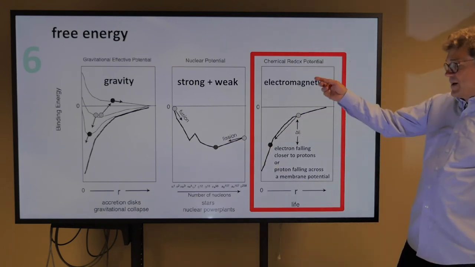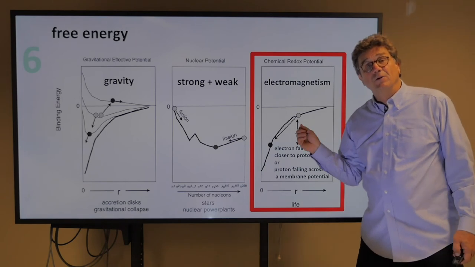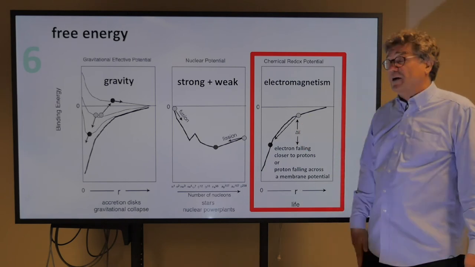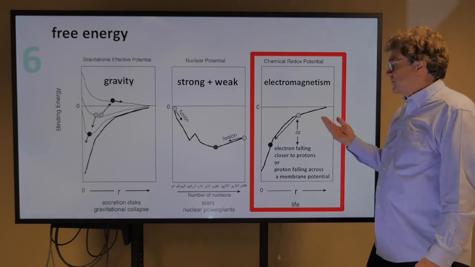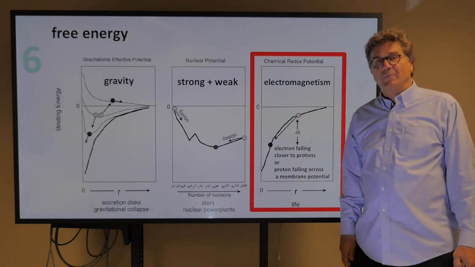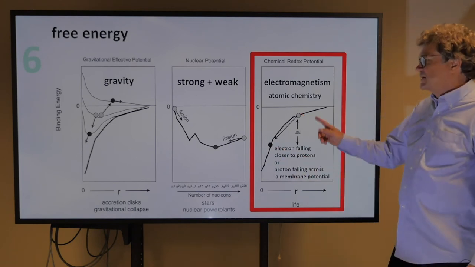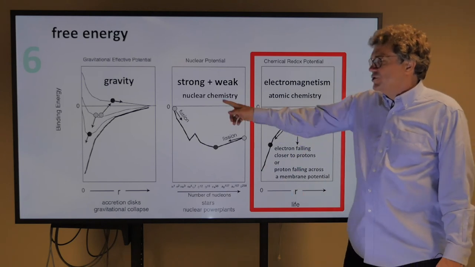And then we have electromagnetism. That's what our chemical energy is based on. That's what's happening right now. I take a breath, and I'm using oxygen to make electrons fall down from the carbohydrates that I ate this morning. All right, this is atomic chemistry. Over here is nuclear chemistry.